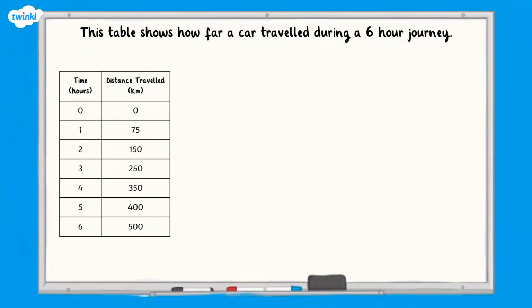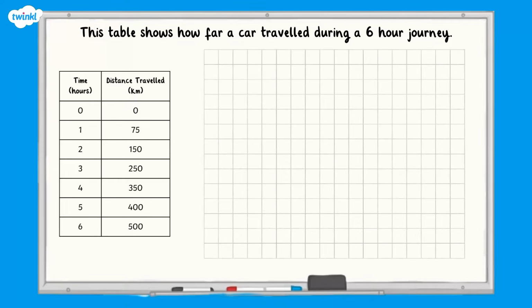We are going to create a line graph to display the data in this table. It shows the distance a car travels over a 6-hour journey. If you want to, you can create the graph on squared paper at the same time as I do it on the screen. You can pause if you need more time for any of the steps.